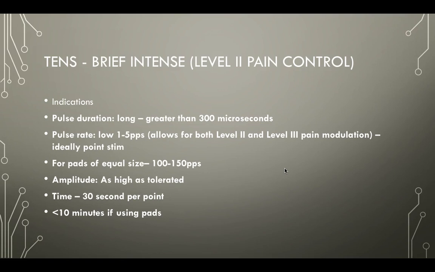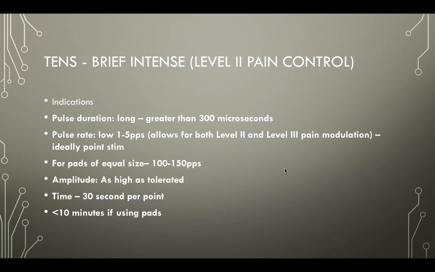So our applications for our parameters, our pulse duration needs to be long, greater than 300 microseconds. Again, as long as we can get that. Our pulse rate, we want low. So 1 to 5 is if we were going to use point stim, okay? Or again, kind of 2 to 10, it varies. That would be if we have the probe. If we're going to use pads of equal size, so by a bipolar setup, we want to be in a 100 to 150 pulses per second.